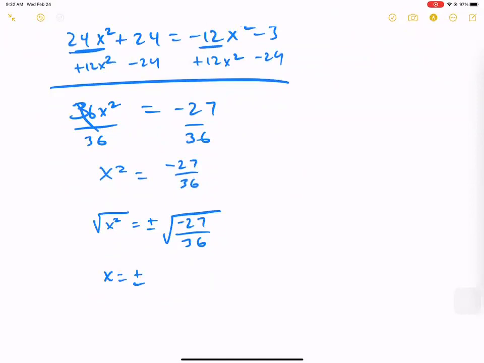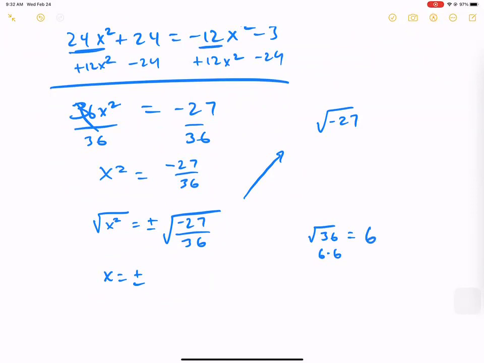Now here's the part we have to be able to do. Take the square roots. So let's take the square root, take our time. What's the square root of negative 27 on top? And what is the square root of 36 on the bottom? Well, the square root of 36 on the bottom is pretty easy. The square root of 36 is just 6 times 6. It's just 6.